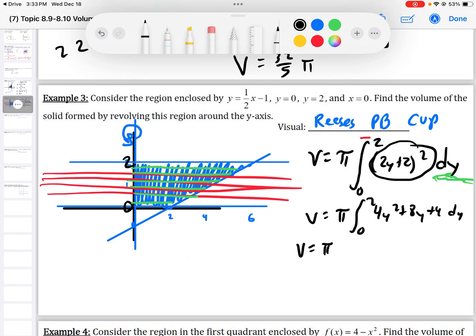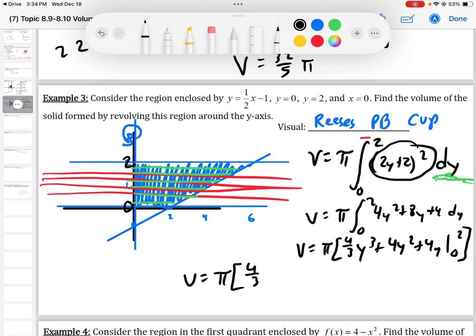All right, so the volume is equal to pi times, what would that be? 4/3 y cubed plus y squared times 8, plus 4y, y varying from 0 to 2. If I plug in 0, it's all gone. Those just don't matter. So this is really just the volume is equal to pi times 4/3 times 8, that's 2 cubed, plus 4 times 4, plus 4 times 2.